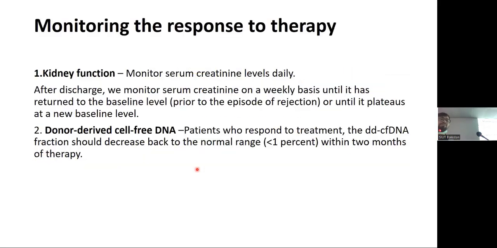Now, monitoring the kidney functions: during inpatient management, serum creatinine is monitored daily, and after the discharge, we monitor the serum creatinine on a weekly basis until it returns to the baseline or a new plateau of serum creatinine. And donor-derived cell-free DNA is monitored, which should be less than 1% within 2 months of therapy.